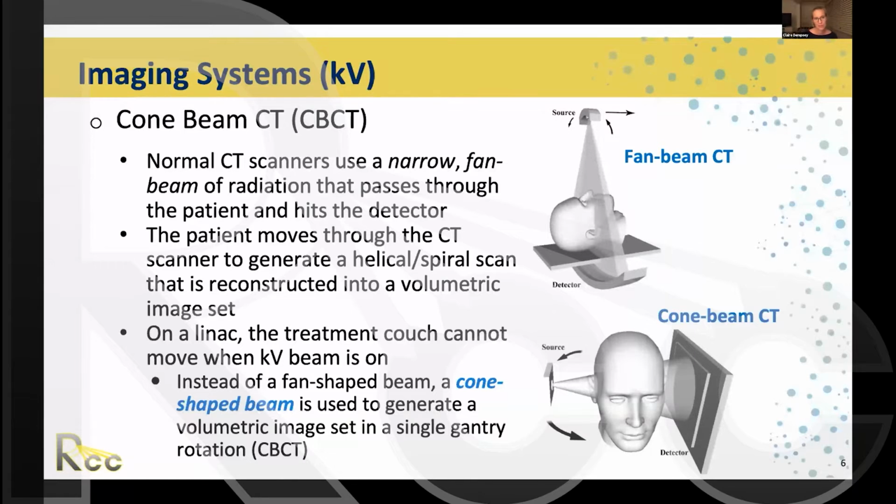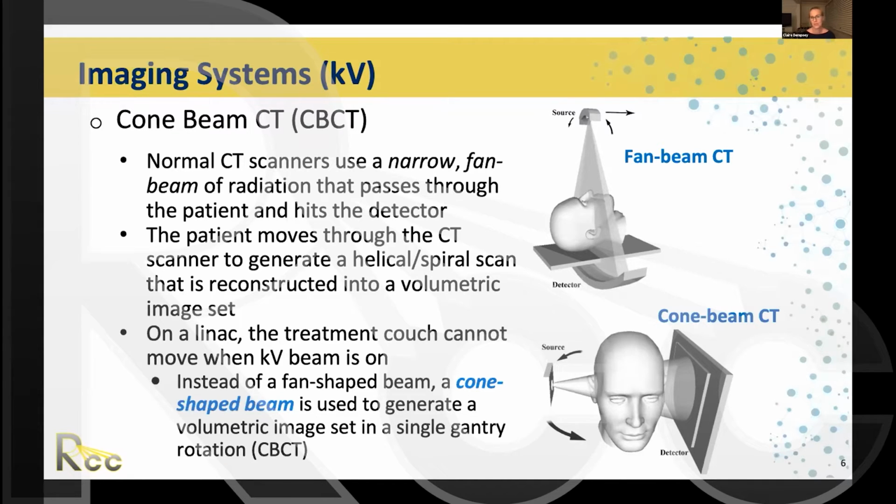I know Peter talked to you a little bit about ConeBeam CT, but I just want to go over the theory of this a little bit as well, just to make sure that you understand the concept. So a normal CT scanner that you'd have in a diagnostic department or in a radiation therapy department uses a narrow fan beam of radiation that comes from the source and passes through the patient and then hits a very narrow detector. The patient then moves through the CT, so the couch moves through the CT scanner to generate a helical or spiral scan that's then reconstructed into your 3D volumetric image set. On a linac, obviously the treatment couch can't move while the KV beam is on.